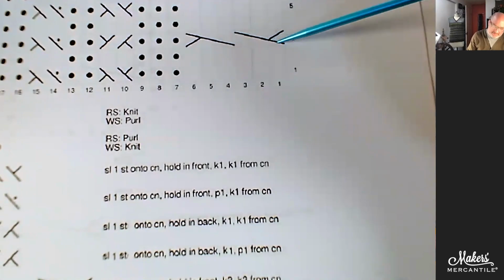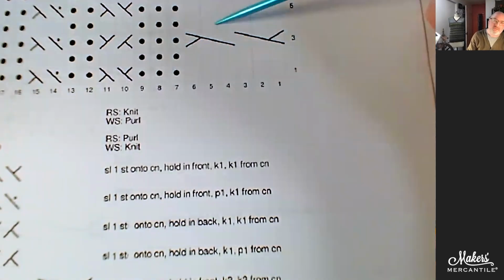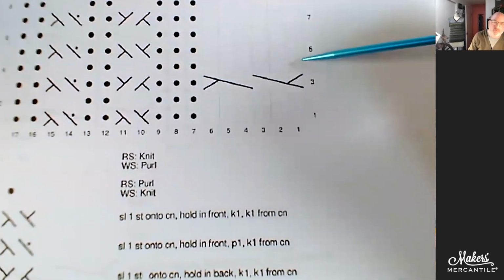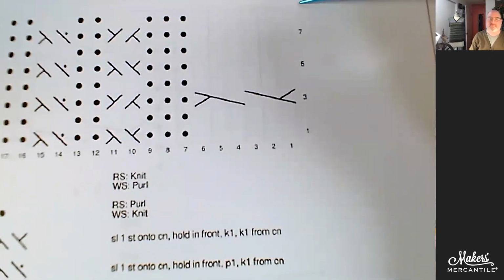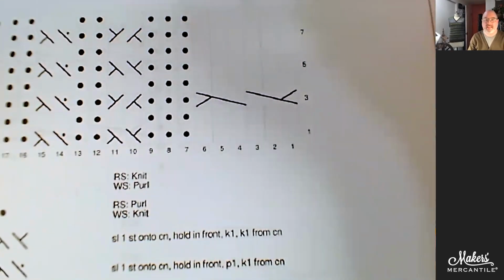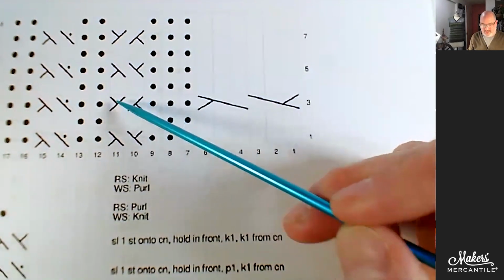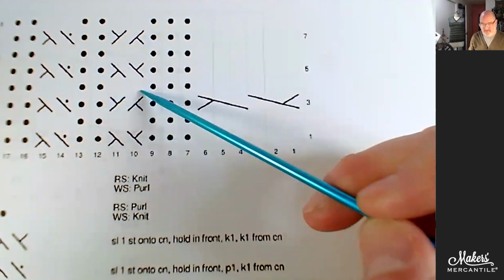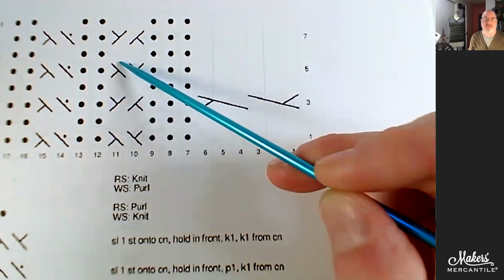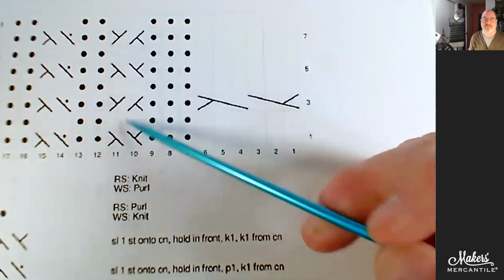And usually when it's a bigger cable like this, it takes more rows or rounds of working plain before you do that again, because it stretches the yarn a lot to do that big cross. If it's just 1 stitch over 1 stitch, it doesn't take as much. So you can do it a little more quickly, more frequently.